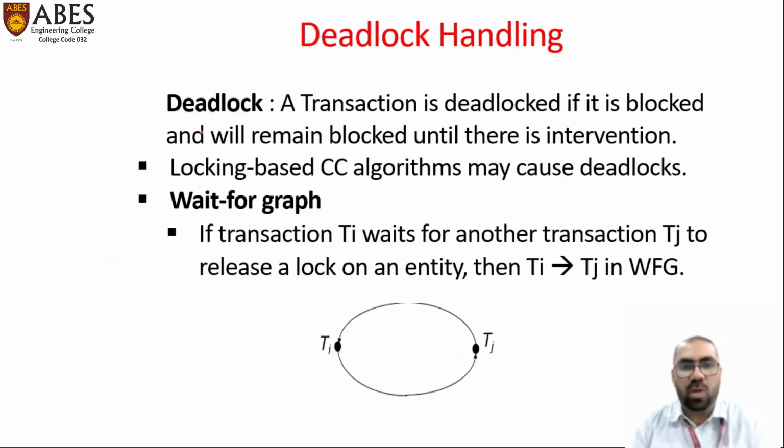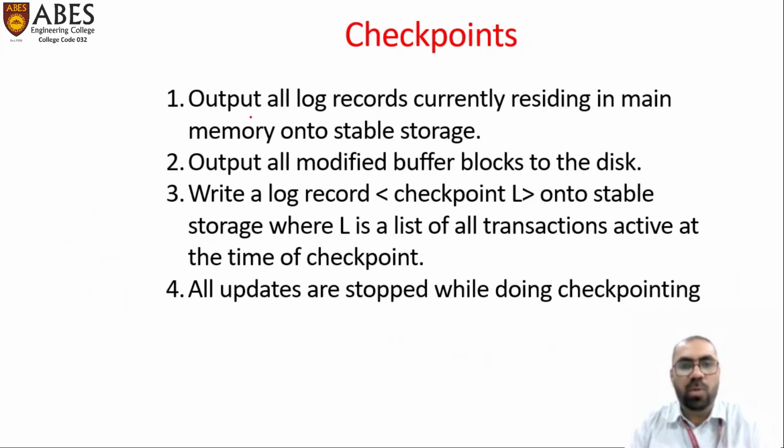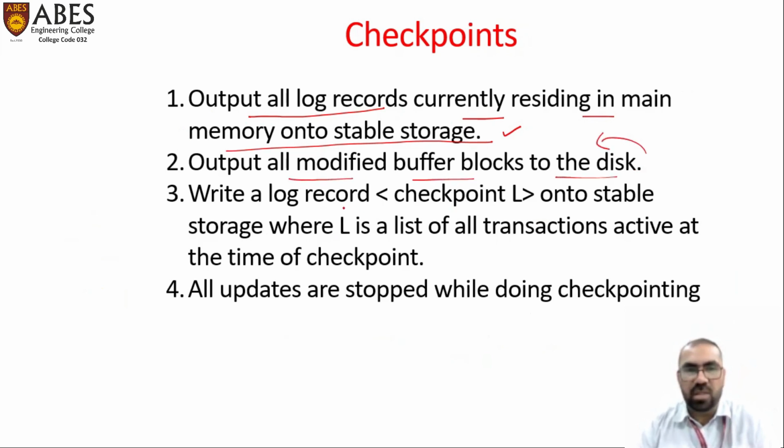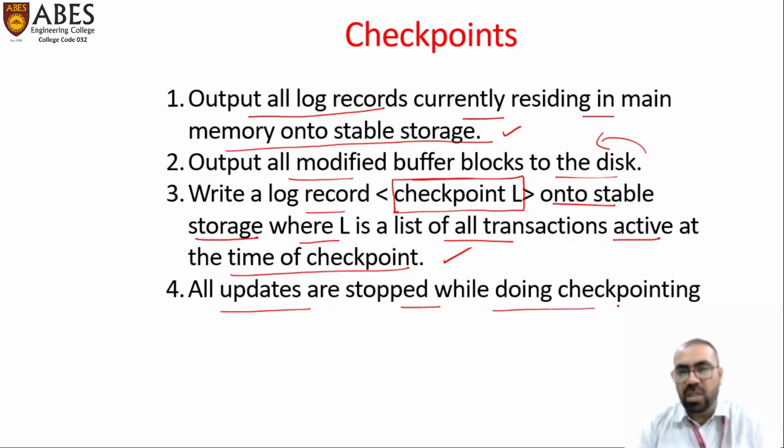Okay. So what we are doing is: output all log records currently residing in main memory onto stable storage. So we are moving from the main memory to the local or stable storage. Output all the modified buffer blocks to the disk. Write a log record <checkpoint L> onto stable storage, where L is the list of all the transactions active at the time of the checkpoint. Okay. All updates are stopped while doing the checkpoint.